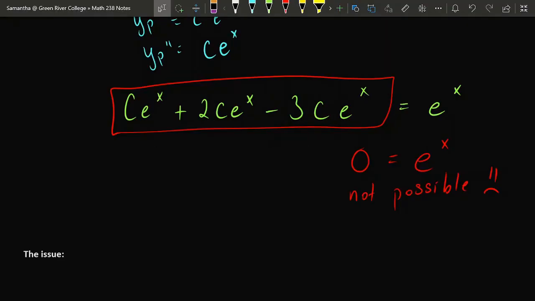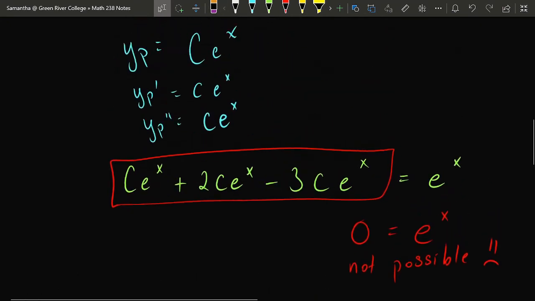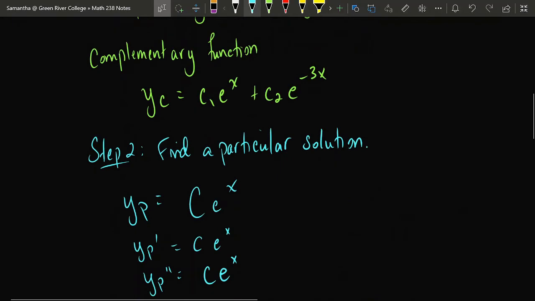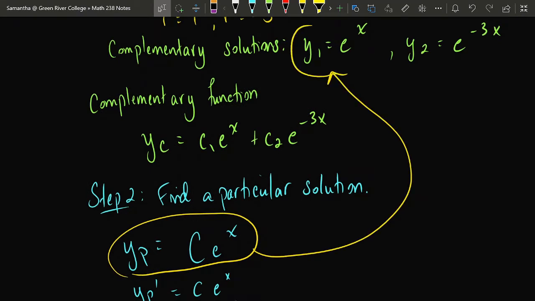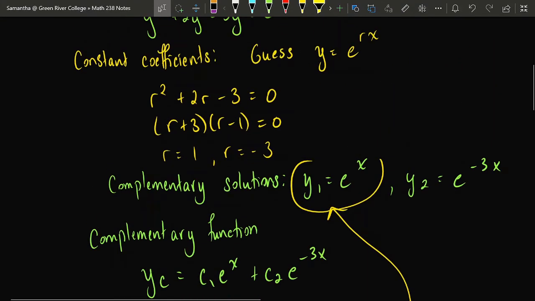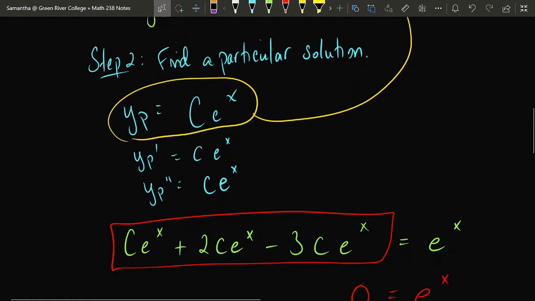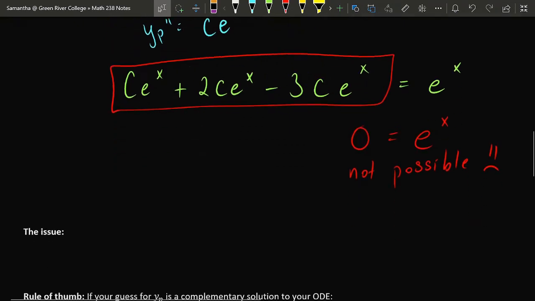So what's the issue here? Why isn't this working this time? The issue is that the guess that I made for a particular solution is exactly the same thing as one of the complementary solutions that I found in step 1. So of course it made the left-hand side equal to 0. Complementary solutions always make the left-hand side equal to 0. But we want the left-hand side to be equal to e^x, not 0.